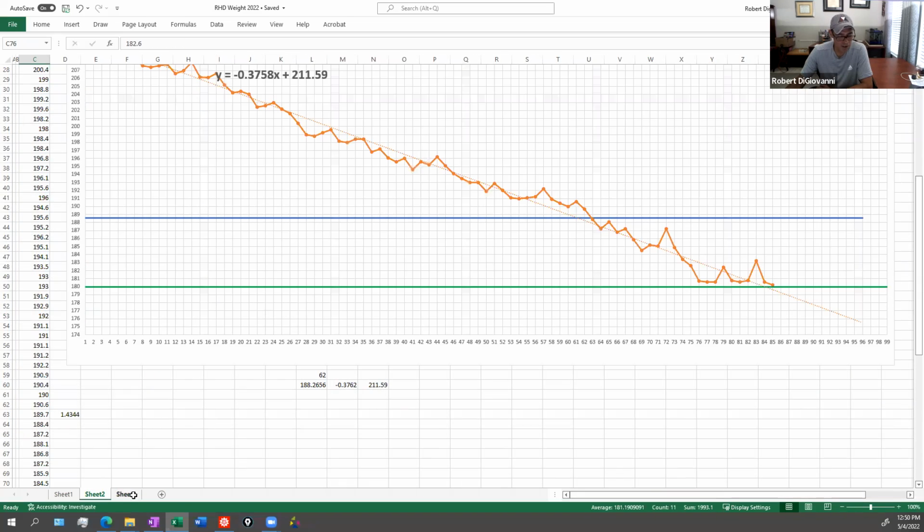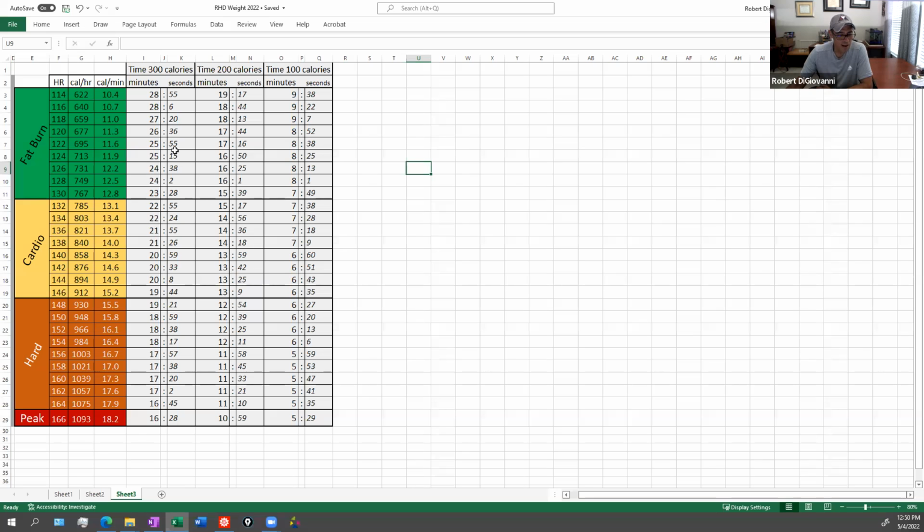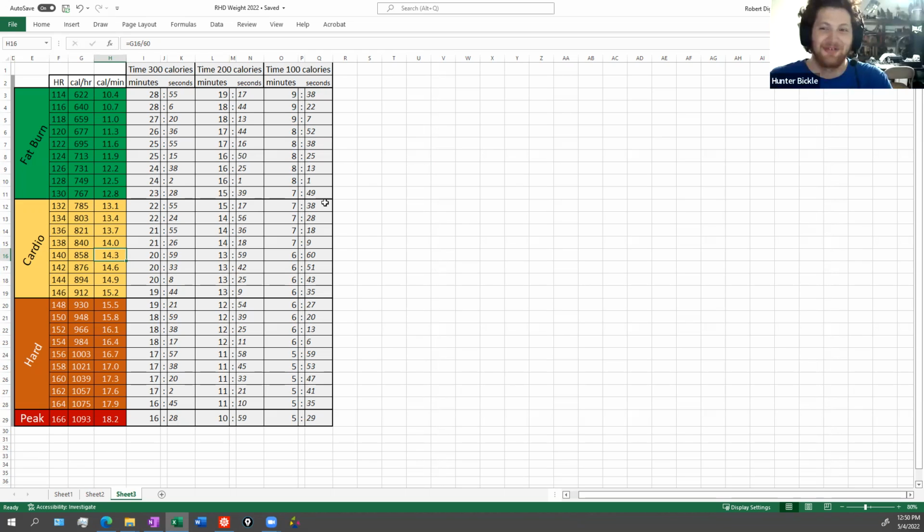I also have a chart here that shows when I work out what my heart rate zones are. Whatever my heart rate is, because I have a heart rate tracker, right? That's keeping track while I'm working out. So if I look down and my heart rate's 140, I know that I'm burning 14 calories a minute that way. And then I have how much time it'll take me to burn 300, 200, and 100 calories. So I have a chart next to my machine. So I'm sitting there, I'm like, okay. That's absolutely insane. Yeah, it is insane.